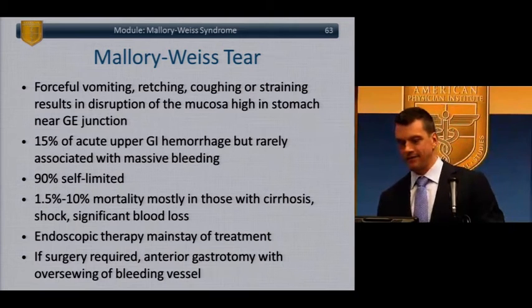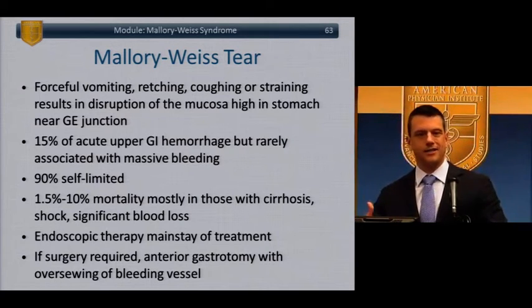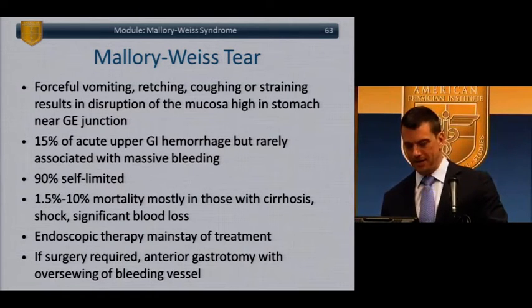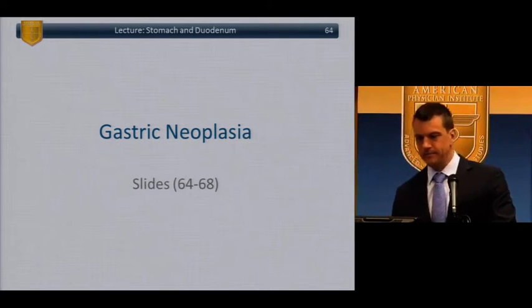Endoscopy is the mainstay of treatment here. If surgery is required, just anterior gastrotomy with oversewing of the bleeding vessel. This one, again, is usually a very isolated phenomenon. One location, one stitch, and be done.